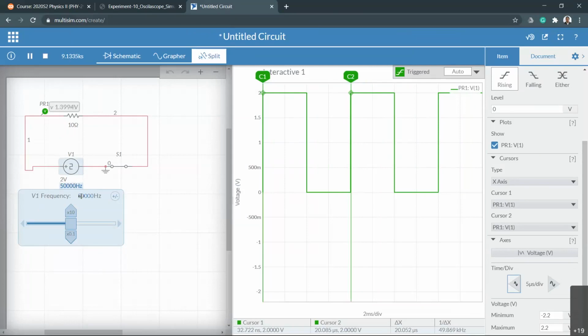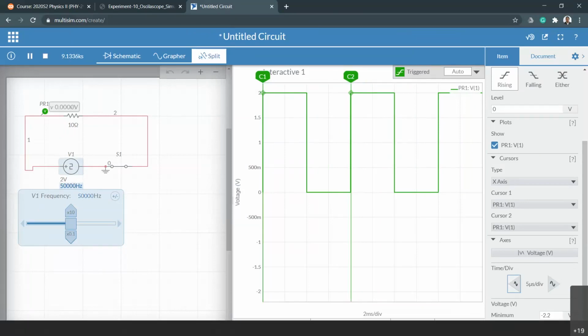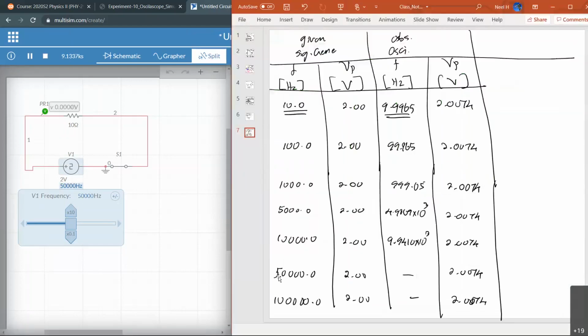Good. So the frequency is 49.869. So that is very close to 50,000, right? So that's the idea. This is now 49.869 times 10 to the 3.